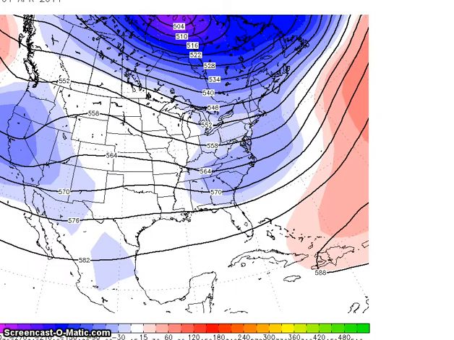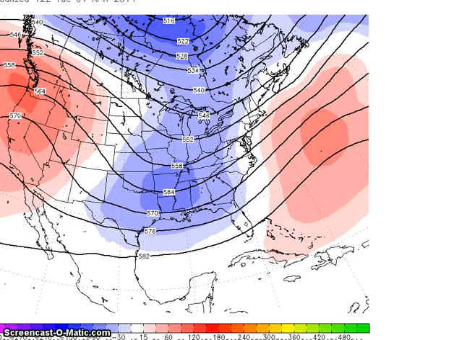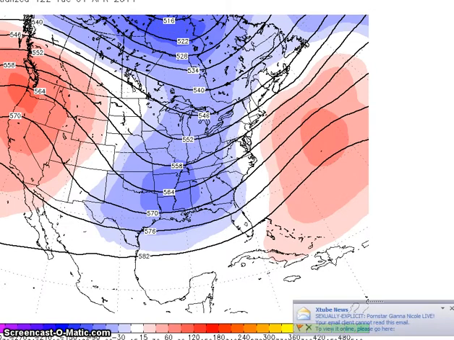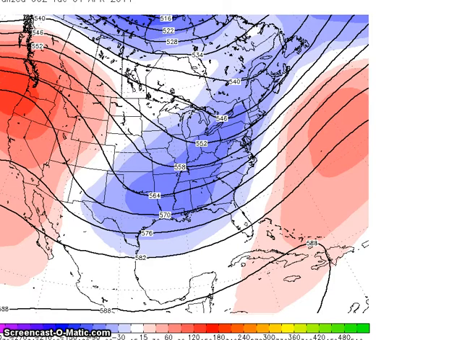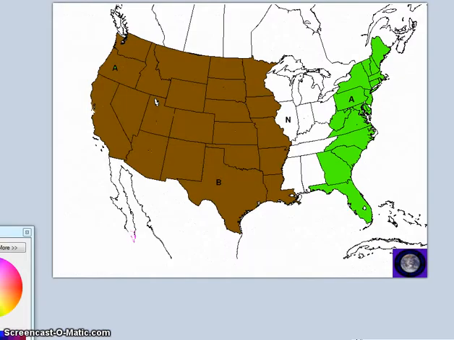Now the European deterministics is showing below normal heights over the east, above normal heights in the west, and then we go all the way out. And you can see we have our broad trough here in the east and our deep ridge here over the west.